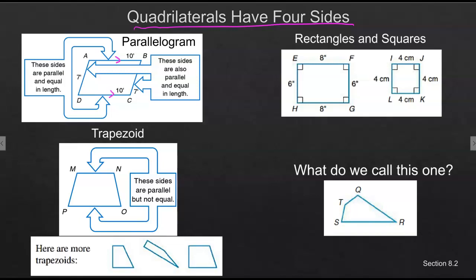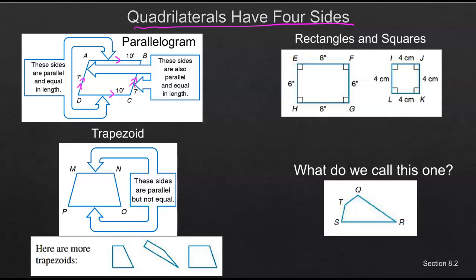Notice that we have these sides that are parallel to each other, that the ones that are 10 feet are parallel to each other. And then we have these ones that are 7 feet. They're also parallel to each other. So parallelograms have opposite sides that are parallel. So they have 2 sets of parallel lines.